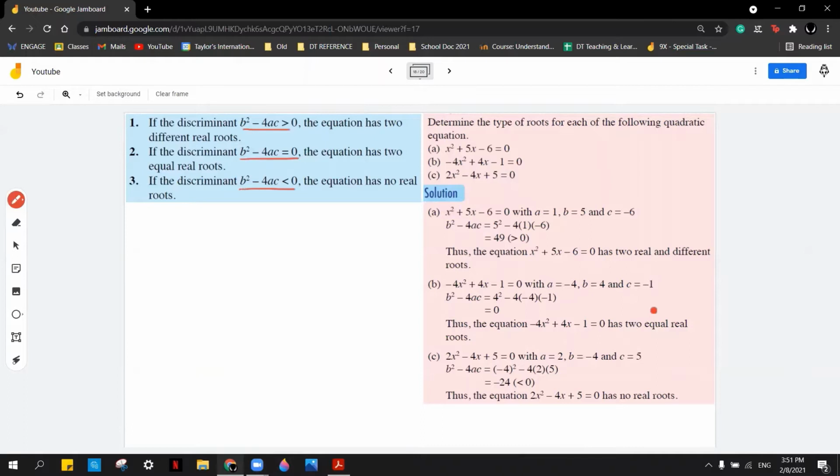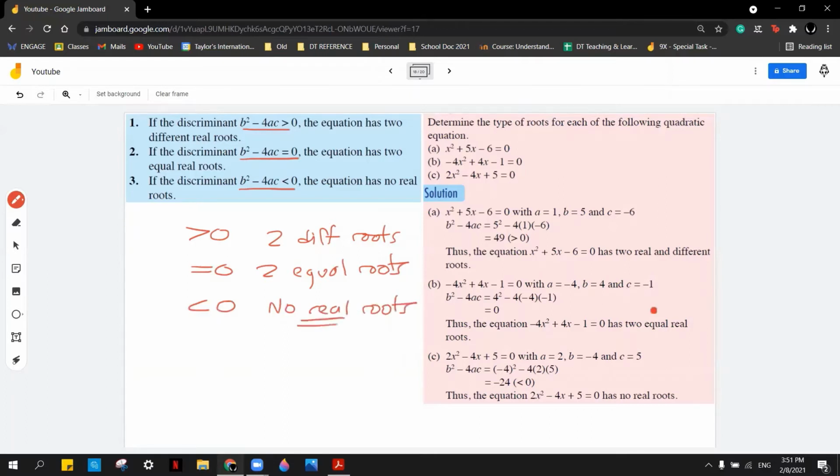When it is more than 0, there are two different roots. When it equals 0, there are two equal roots. And when it is less than 0, there are no real roots.